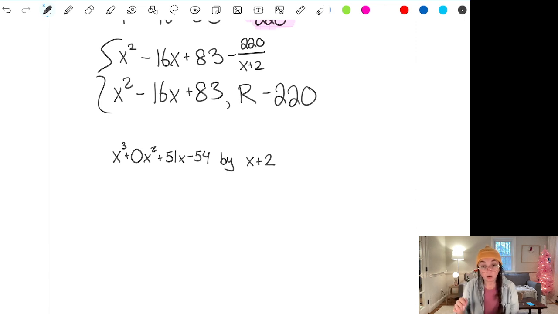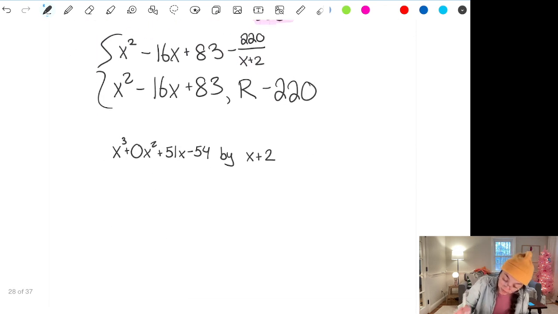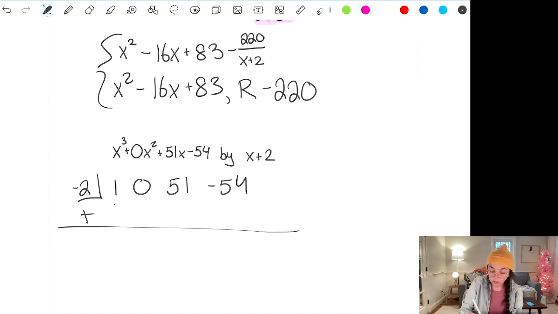So we have to write out the synthetic division setup with the 0 in there. So we're going to do -2, 1, 0, 51, -54. And then you proceed per usual. So that's the only note I wanted to make, because some students make that mistake. It's one of the more common mistakes.